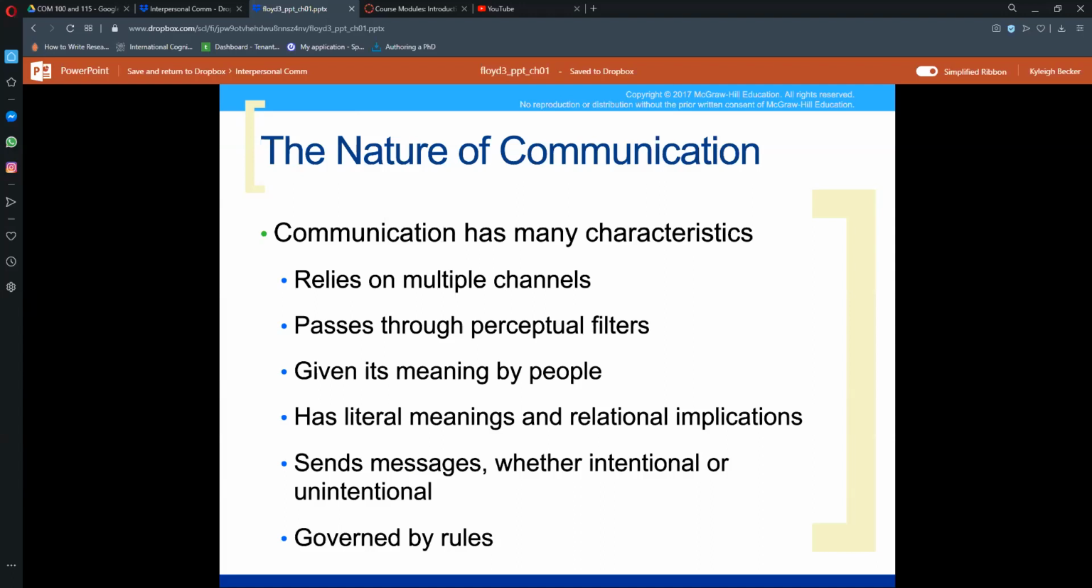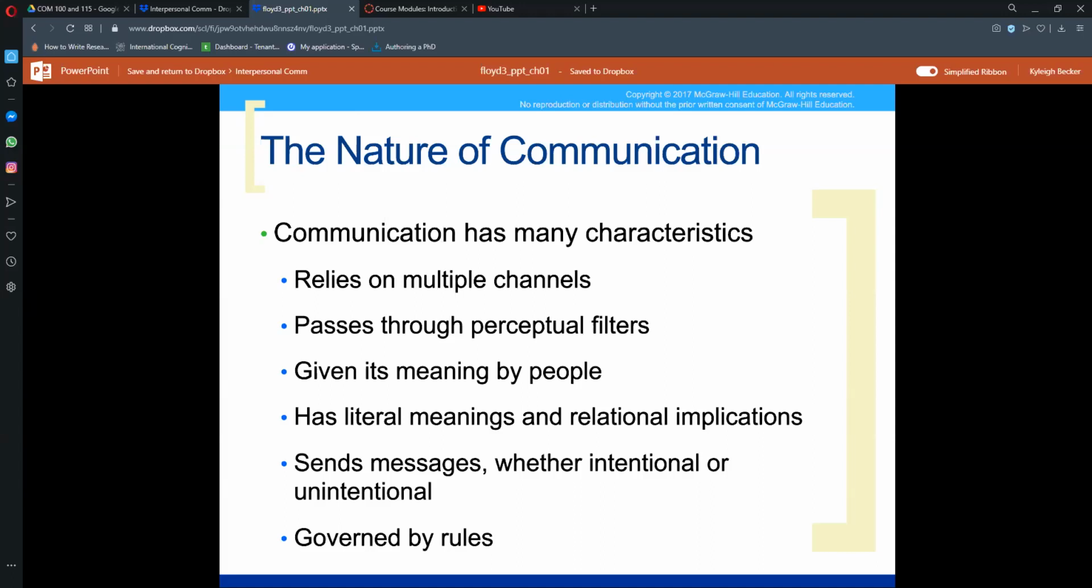Hence why people say first impressions are really important, because it has those relational implications. Communication also sends messages whether we mean it to or not. So how you dress, how you look, how you smell, all sends messages. Some of those things are very intentional.